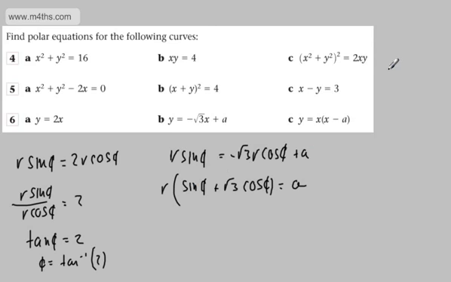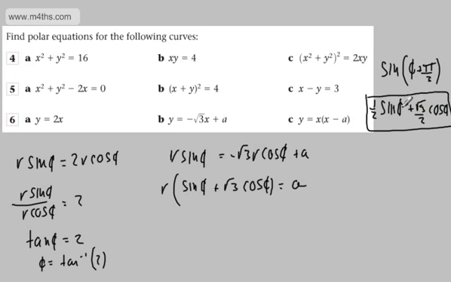Let's try and expand sine of theta plus pi by 3. If I expand that, I'm going to get sine theta cos of pi by 3, which is 1/2, plus cos theta sine of pi by 3, which is root 3 over 2. So that gives me that, and that looks pretty good. If you're not sure of that, just hit pause and have a mess about with that.